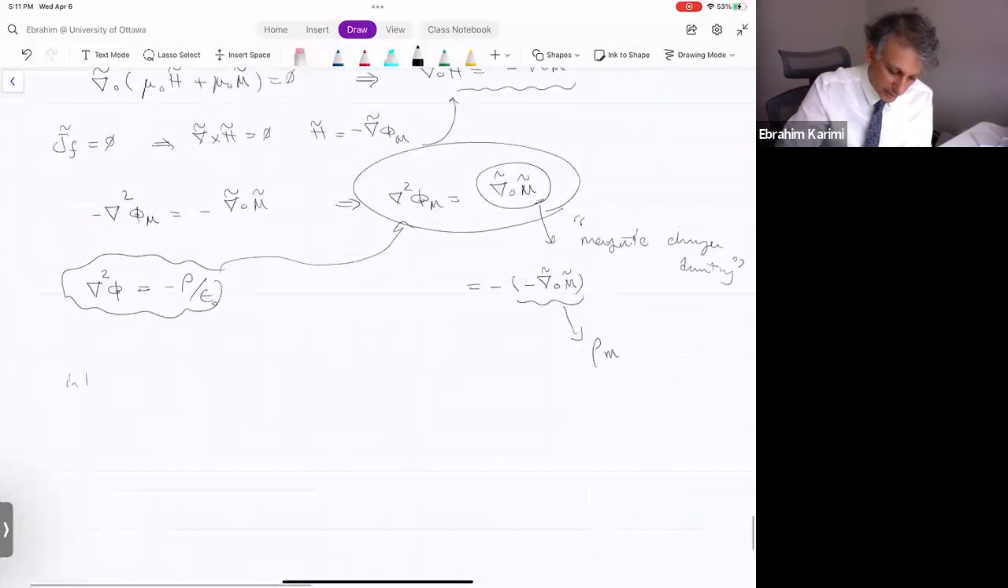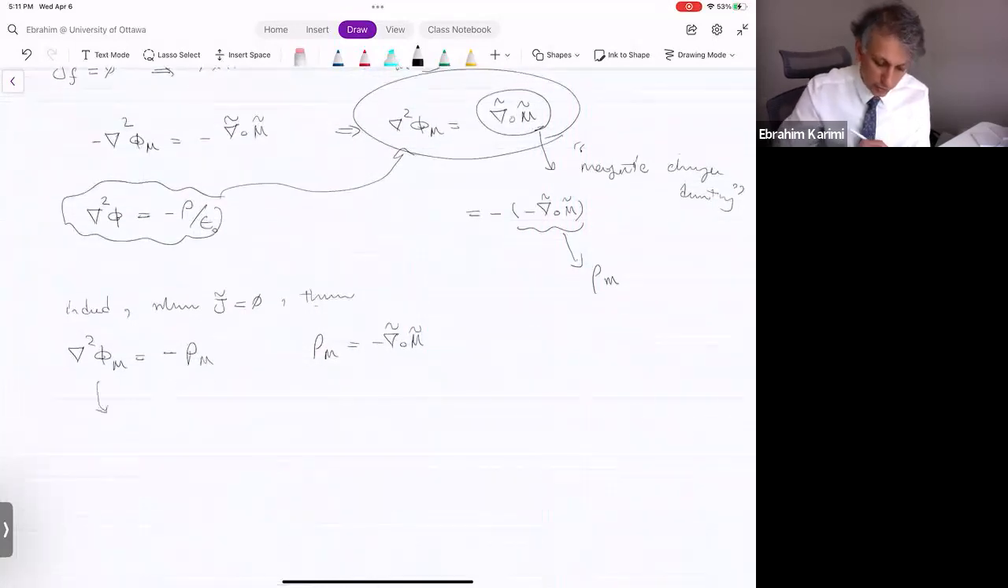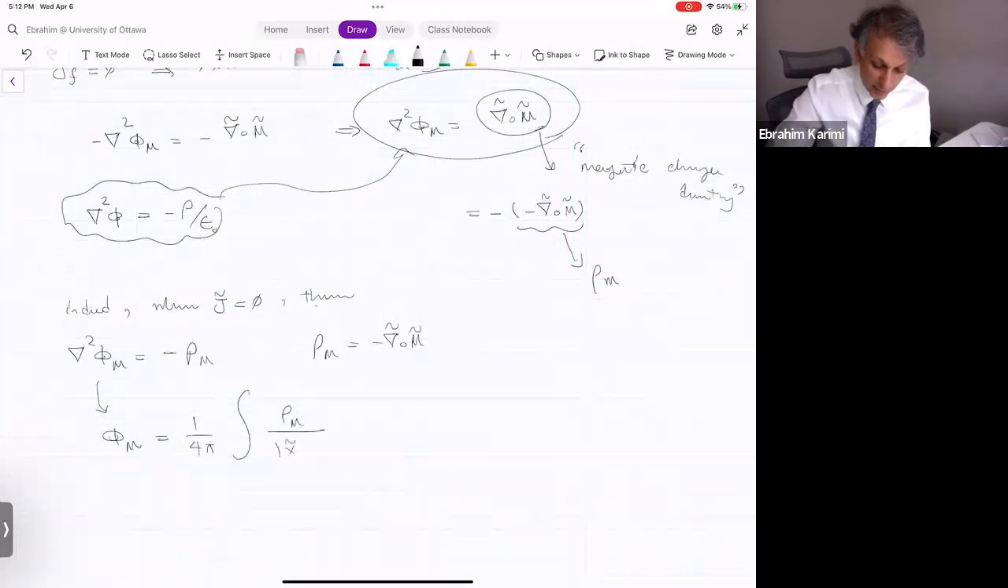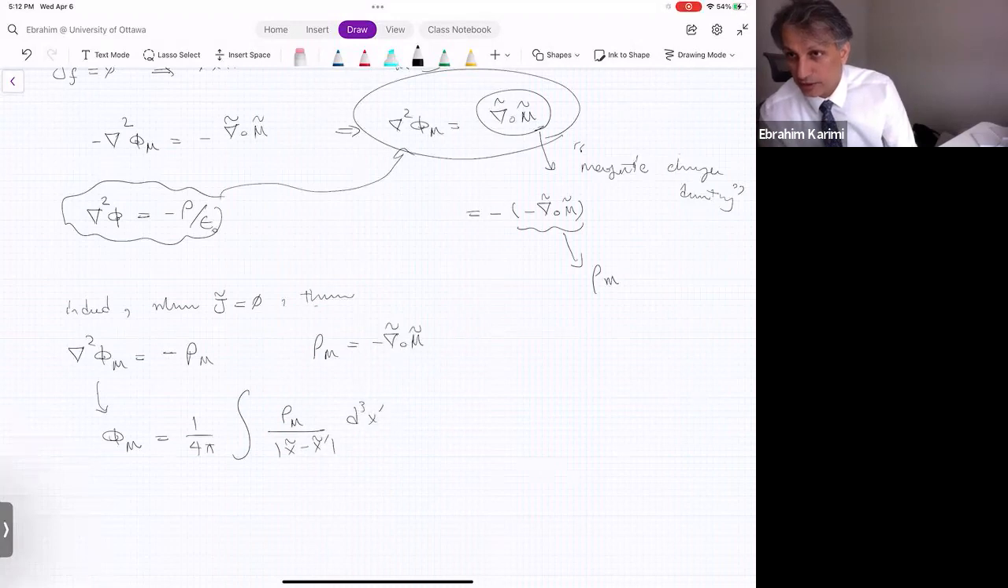So indeed, when j is equal to 0, then I can solve Laplacian of phi m equals minus rho m, where rho m is equal to minus divergence of magnetization. What is the solution to this, guys? Phi m is equal to 1 divided by 4 pi integral of rho m divided by |x minus x prime| d3x prime. This is the way that we solve the scalar potential entirely. There is no epsilon naught, because here it is rho m, not rho divided by epsilon 0.